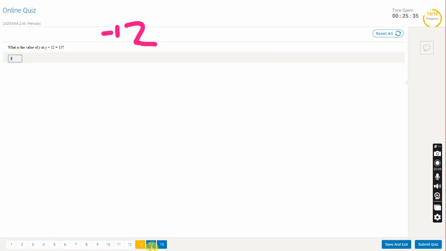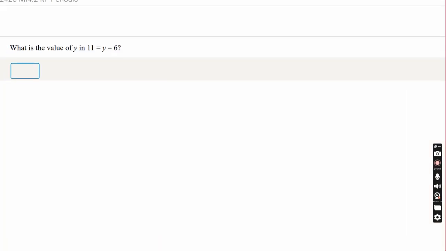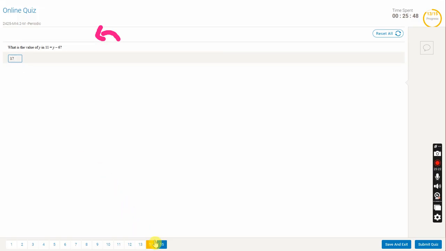The next one. 6 plus, 11, y minus 6, right? Take it to the other side, becomes 11 plus 6. 11 plus 6 gives you 17. So just write 17. Let's go to the next one.